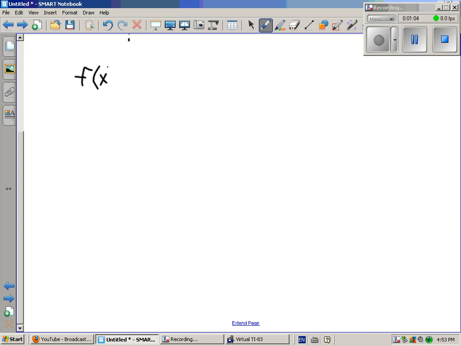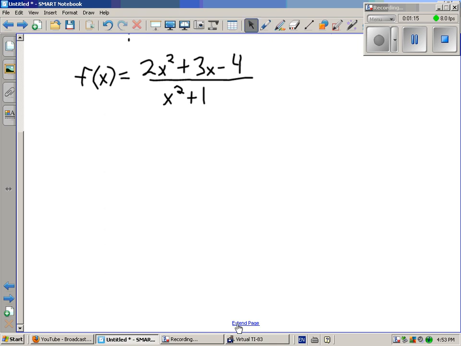f of x is equal to 2x squared plus 3x minus 4 divided by x squared plus 1. Now, a couple of things here should be old hat for you. First of all, there's no vertical asymptotes because this x squared plus 1 is never going to equal 0. You can try and factor that out, but what you're going to get is imaginary numbers. We're only dealing with real numbers when we're dealing with the rational functions because we're graphing them on an xy plane. It's all real numbers. So there's no vertical asymptote and there's no holes.